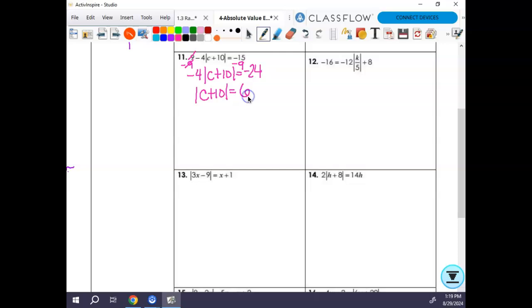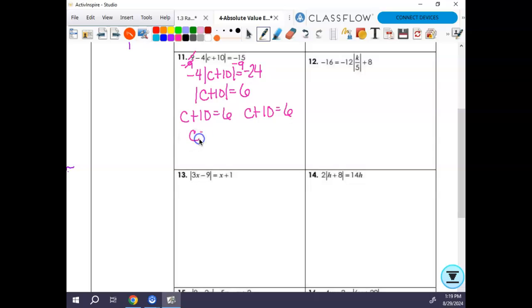6. Positive 6. Good, because negative divided by negative. Then we are going to write our equation. c plus 10 equals 6, and c plus 10 equals negative 6. So this was just one way you subtract and divide. Make sure we know how to do it in the right order.